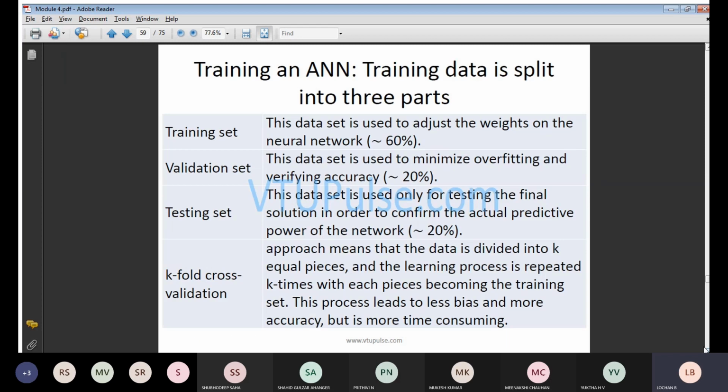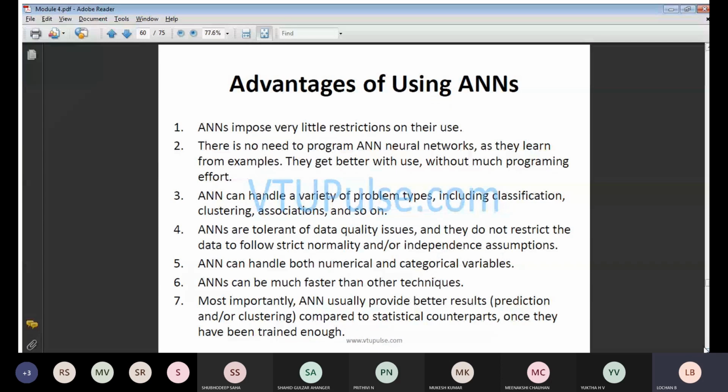Once the operation has been split and completed, we make the consolidation. First is the training set, which should be 60%, validation 20%, and the testing set 20%. Finally, you make k-fold cross validation. Whatever operations we have divided, we make the consolidation.